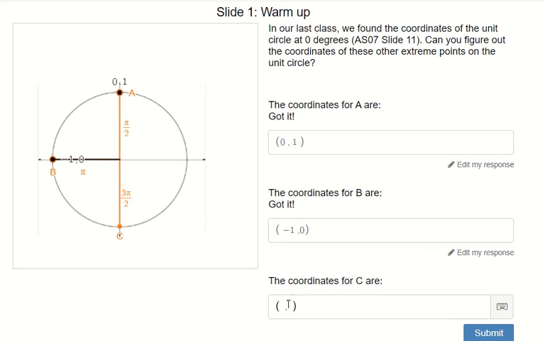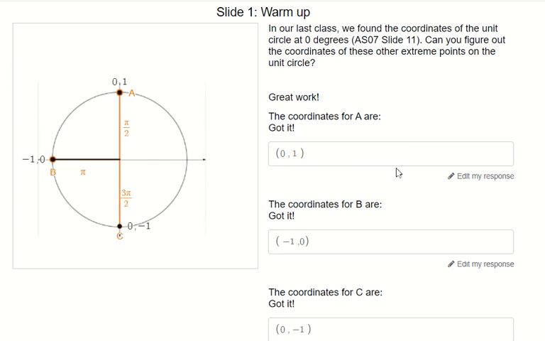And then for the last one, it looks like we're staying at the origin again, but we're going straight down. So it's down 1, but we go over 0. So there's negative 1. And that's how you do that one.